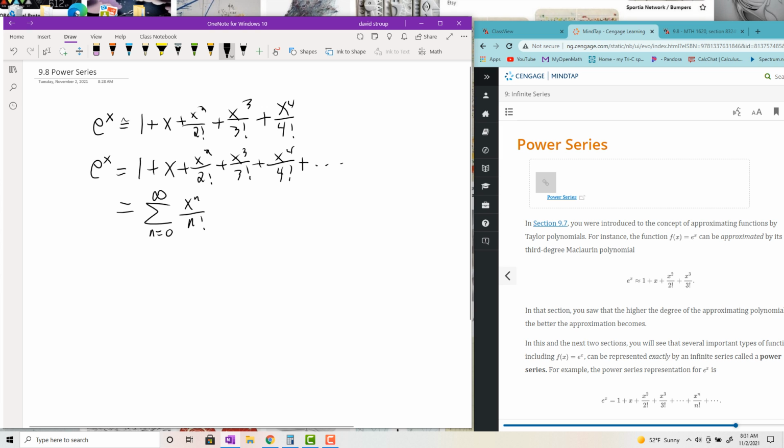There are some outstanding questions on that, though. There are questions like, if it doesn't equal it, are there certain x's where it will equal it? So there'll be a radius of convergence for some functions. It turns out that this thing will converge to e to the x for all x. But in general, that's not always going to be the case.